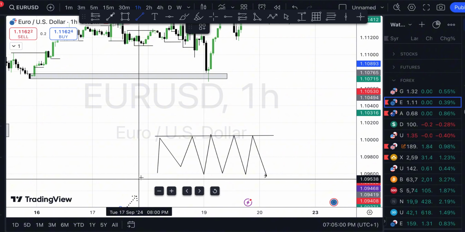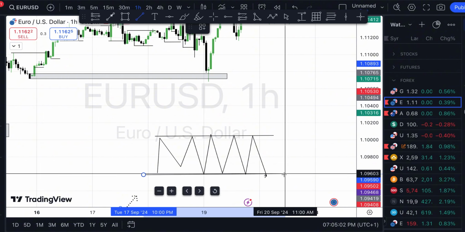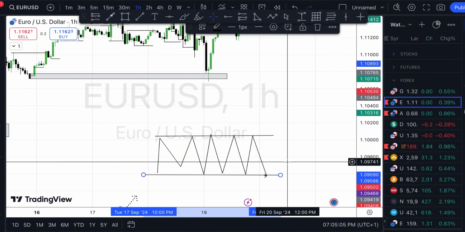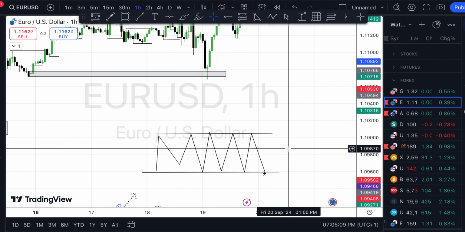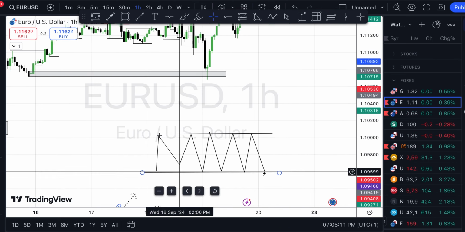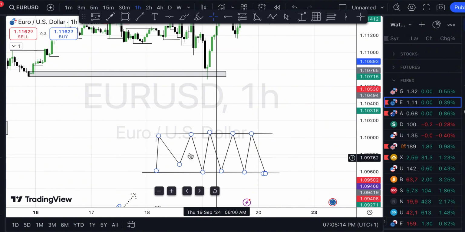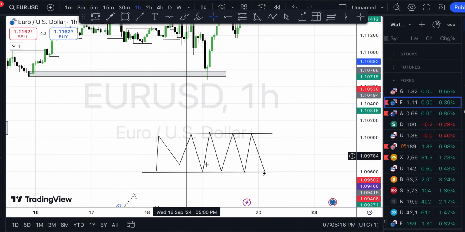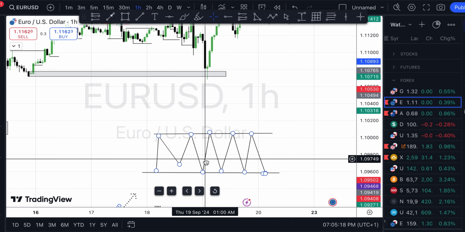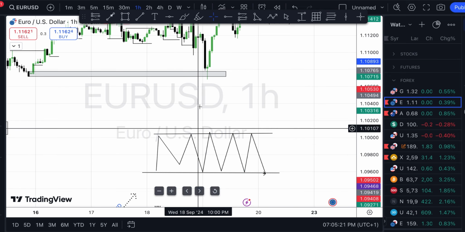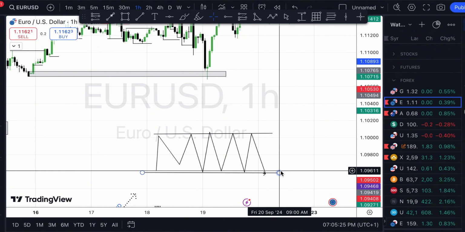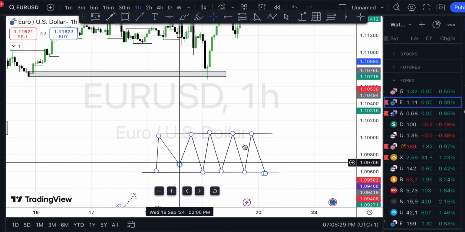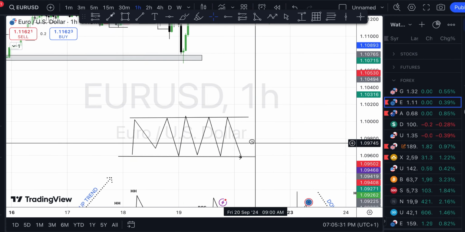Whenever you see a ranging market, you are advised as a new trader to stay away from it, because you can lose money trading a ranging market, because you don't know the direction. When price is ranging, you don't know if price wants to go up or come down. So you would only trade once price has broken out of this range. That is when it will give you the direction of where it wants to go.